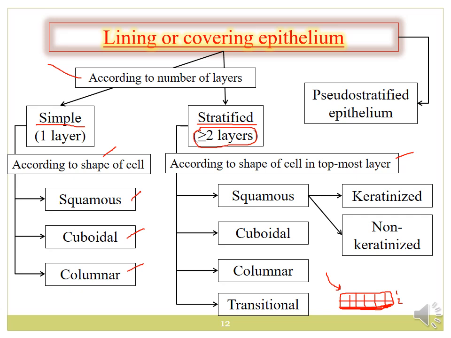And when we classify stratified epithelium, we look at the shape of the cells in this layer, the topmost layer. This could be squamous, cuboidal, columnar, or transitional. And the stratified squamous could be keratinized or non-keratinized. So these are the types of the stratified epithelium. And we have another epithelium called pseudo-stratified epithelium. This has features of both stratified and simple, and we are going to talk about this one in the next slides.